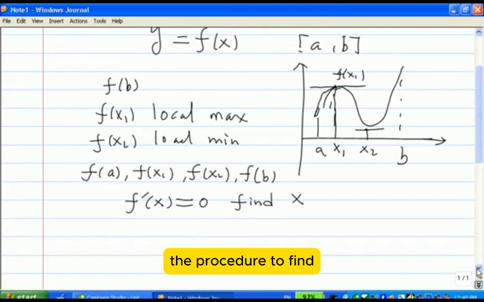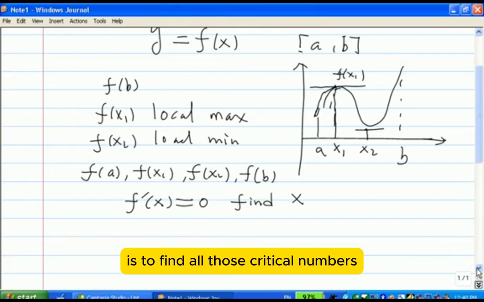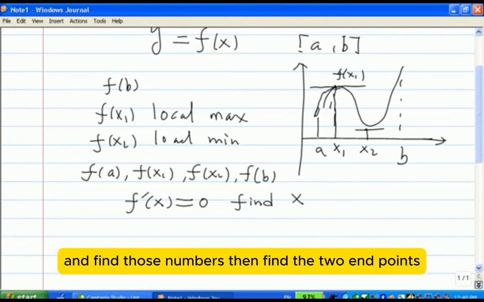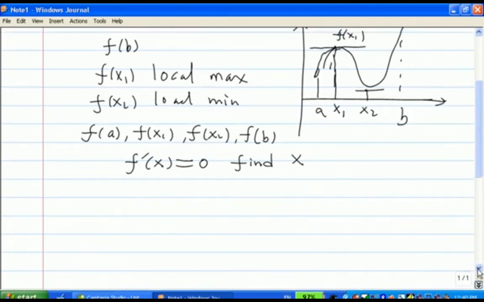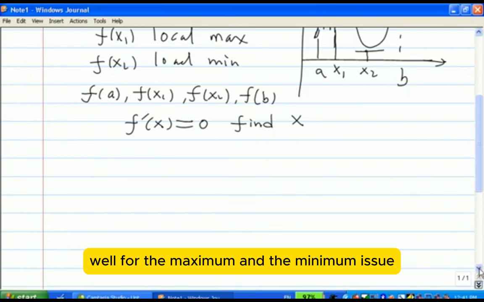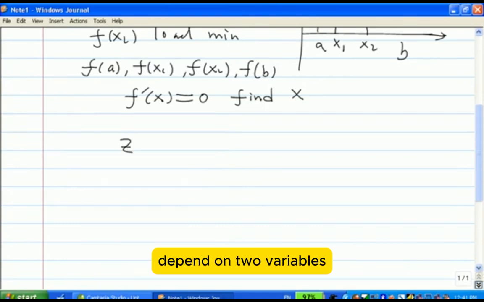So the procedure to find the absolute maximum and minimum for the curve is to find all the critical numbers, in other words, those x that make your derivative equal to 0 or does not exist. Then find the two endpoints, then find the function values. The largest one will be the maximum, the smallest one will be the minimum. If you understand this well for one variable, then we can do similar things for functions that depend on two variables.